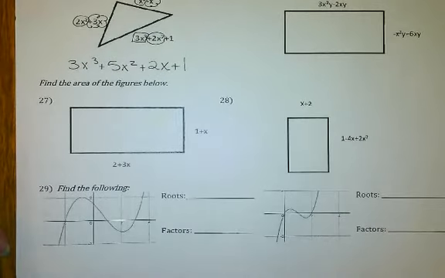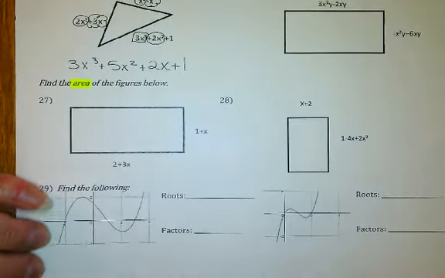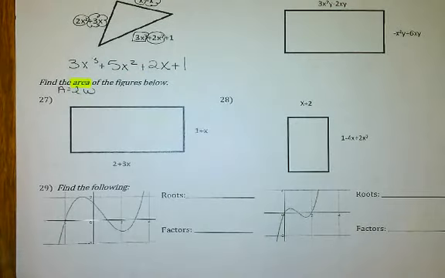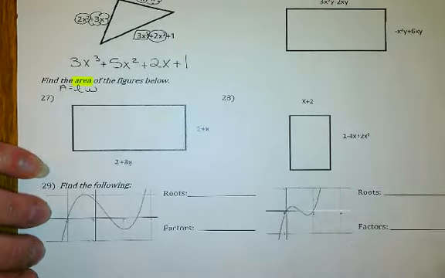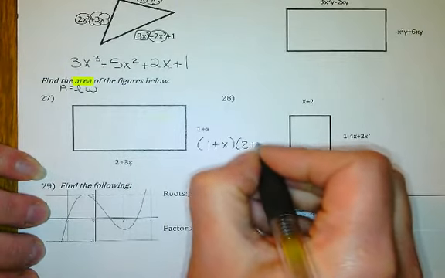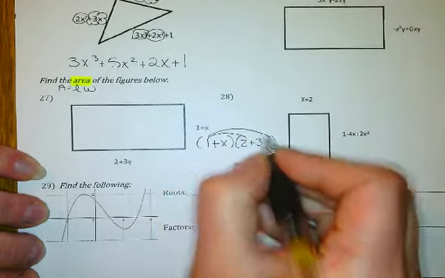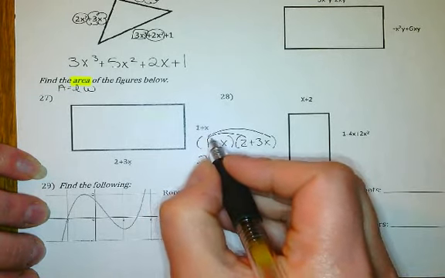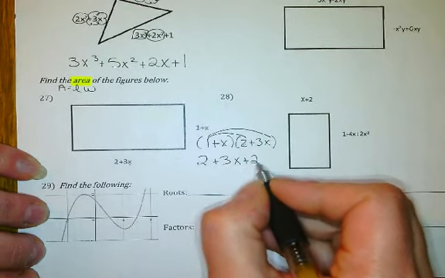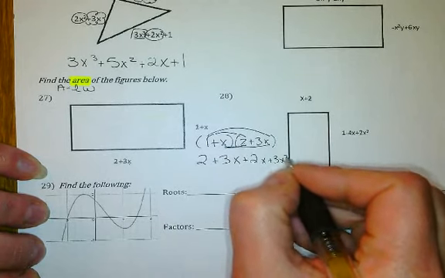On the next ones here, you're finding area. So when you're doing area, you're just doing length times width, so area equals length times width. So all I would end up doing here is just multiplying these two. So if I could do 1 plus x times 2 plus 3x. You could set this up as a box also, but I'm going to do it this way. So 1 times 2 is 2. 1 times 3x is 3x. X times 2 is 2x. And then x times 3x is 3x squared.